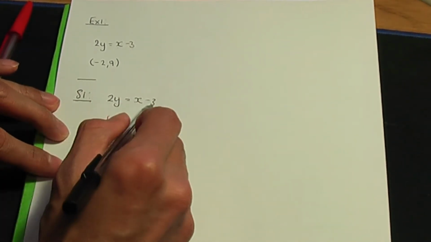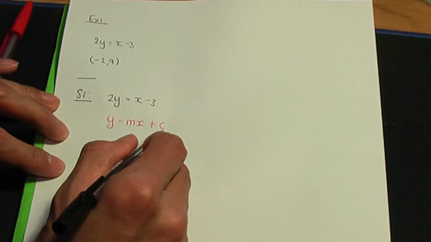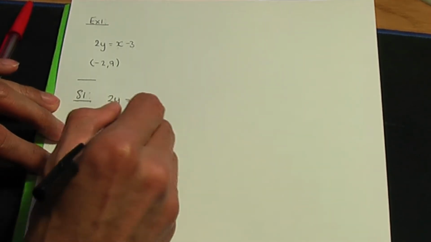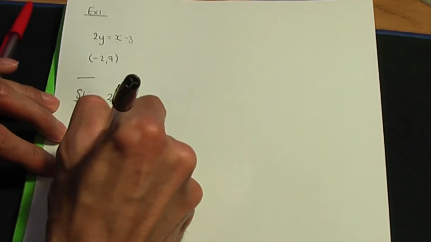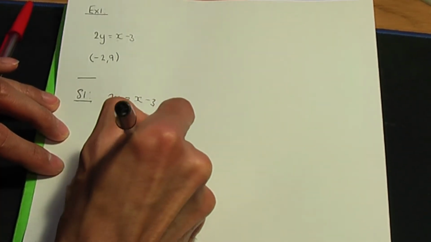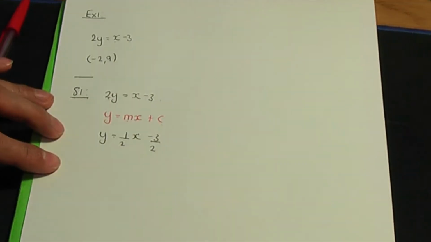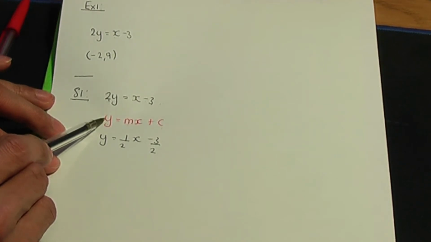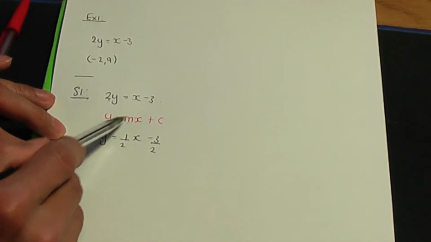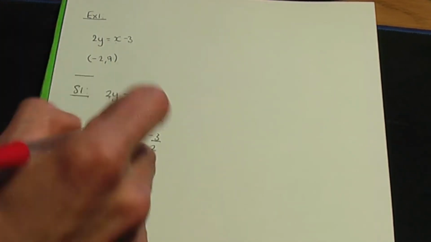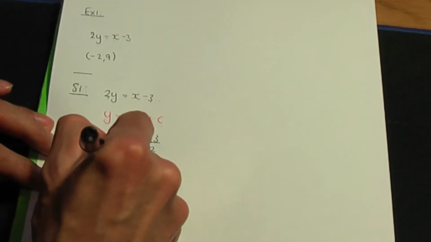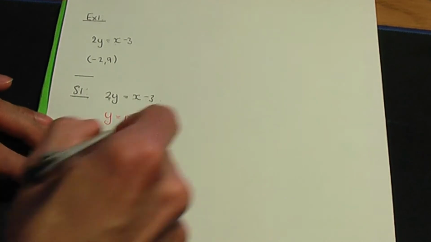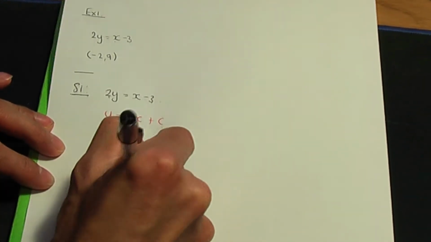So let's follow through the calculation. Let me rearrange this equation in the form mx plus c. If I divide both sides by 2, I'm going to have y is equal to half x minus 3 over 2. So by comparison with the standard form equation of a straight line, the coefficient of x will give us the gradient of this line. If I take a red pen, the coefficient of x is half. So the gradient of this line I'm going to call m1. m1, the gradient of the line, is half.